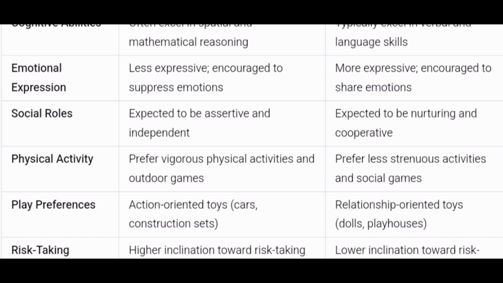Now, physical activity. Males prefer vigorous physical activities and outdoor games. Males are expected to be physically vigorous, which means they like to take part in outdoor activities like football and cricket. However, females like less strenuous activities and social games. Females, you will see, like to play indoor games or games which help them to be socially more balanced and more happy.